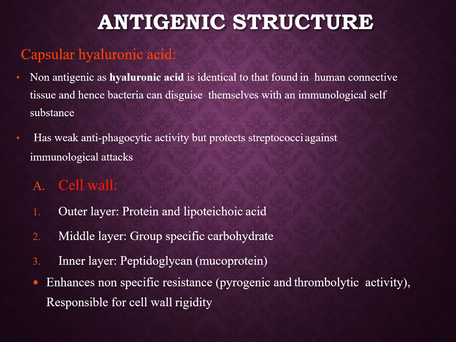So the next important thing is the cell wall. The cell wall of Streptococcus pyogenes consists of three layers: the outer layer, middle layer, and inner layer. The outer layer consists of protein and lipoteichoic acid. The middle layer consists of group-specific carbohydrate, whereas the inner layer consists of peptidoglycan. The cell wall enhances non-specific resistance, like pyrogenic and thrombolytic activity, and it is responsible for cell wall rigidity.